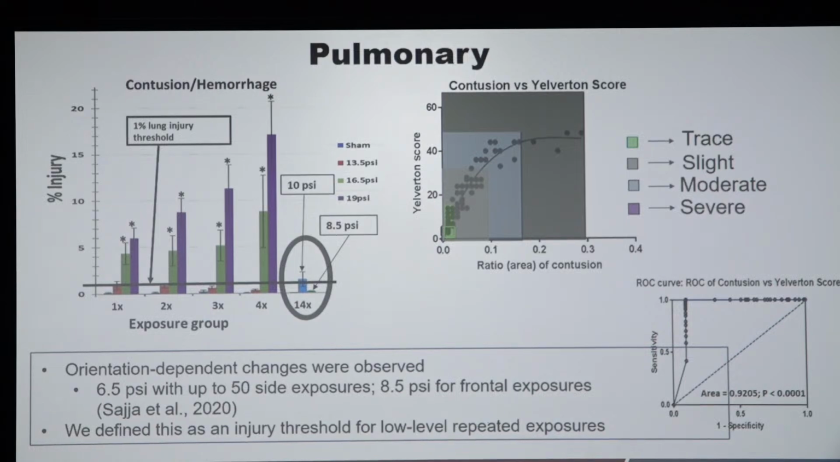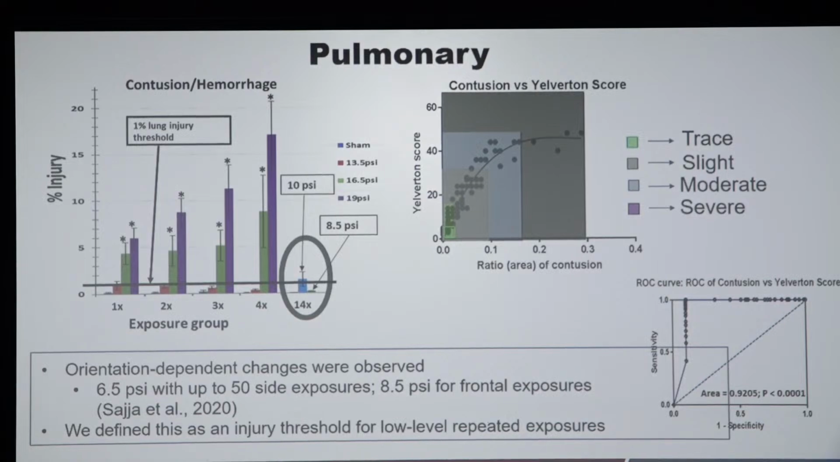That is the current standard. So we want to take it further and evaluate what that threshold looks like. We exposed up to 14 times, and then took it forward to 30 times. What we found is that at around 8.5 psi, the 1% lung injury hemorrhage threshold is no longer met. So we defined that as a criterion to study low-level exposures.